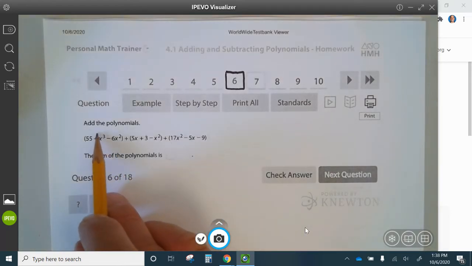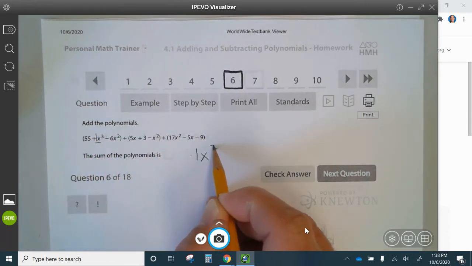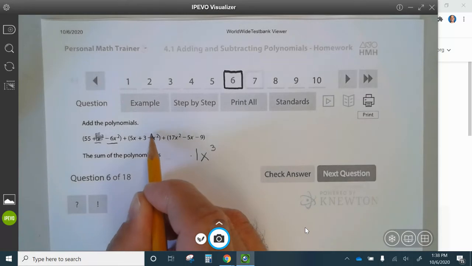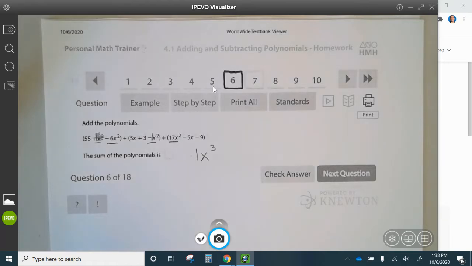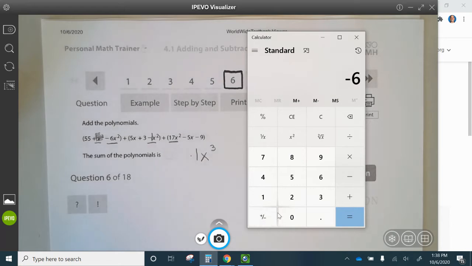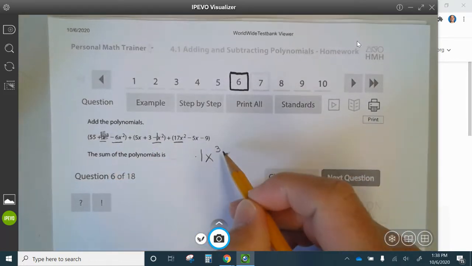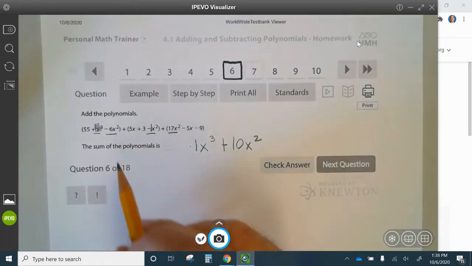It looks like the x cubed is the highest. There's no other x cubed, so that's 1x cubed. So we're done with that. Now it looks like we have negative 6x squared, negative 1x squared, and 17x squared. Let me just use a calculator quick. So negative 6 minus 1 plus 17 equals 10. So that combines to be plus 10x squared.